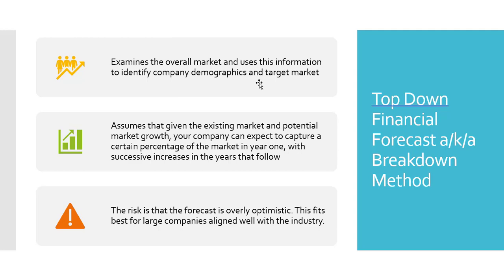It says that we have a piece of the market. And you can actually figure this out, like if you know that the beer market, for example, in Orlando is so many gallons, and I think that information is actually publicly available, then you can say, well, I've got 10% of that market, and forecast based on what that whole market is expected to do. And what it assumes is that given the existing market and the potential for market growth, my company is going to capture a certain percentage of it in year one, with successive increases in the years that follow.